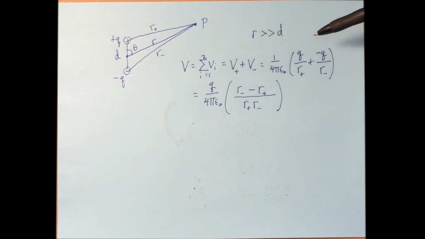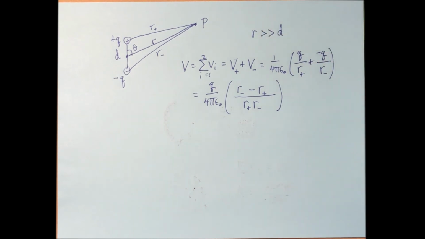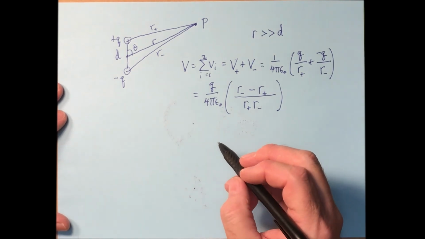In fact, because one of these is negative and the R plus is almost the same as R minus because of our assumption here, then this is almost going to be 0. So since we have R much, much bigger than D, we can make an approximation here.